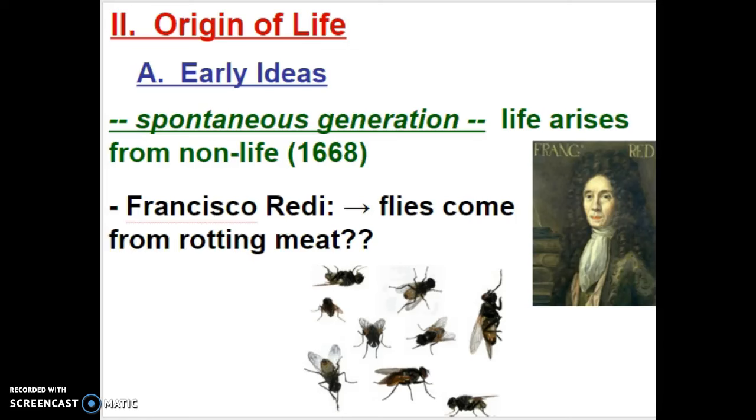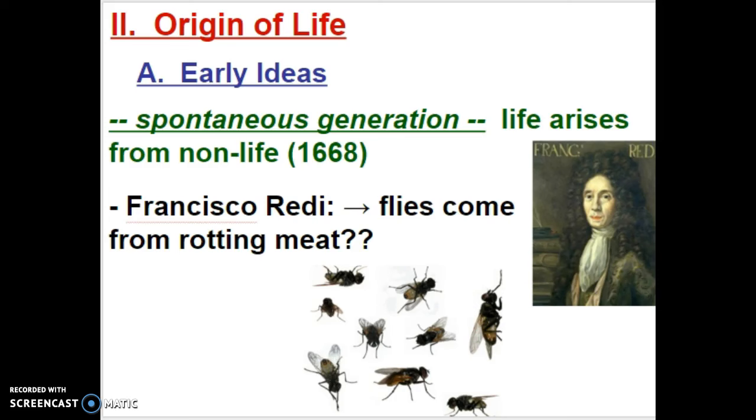The very earliest idea of where all life on Earth came from was a theory in science that is no longer accepted. Again, remember, scientific theories can be modified as new information comes along, and they can also be disproven as new information proves otherwise. So spontaneous generation was the theory that life arises from non-life.